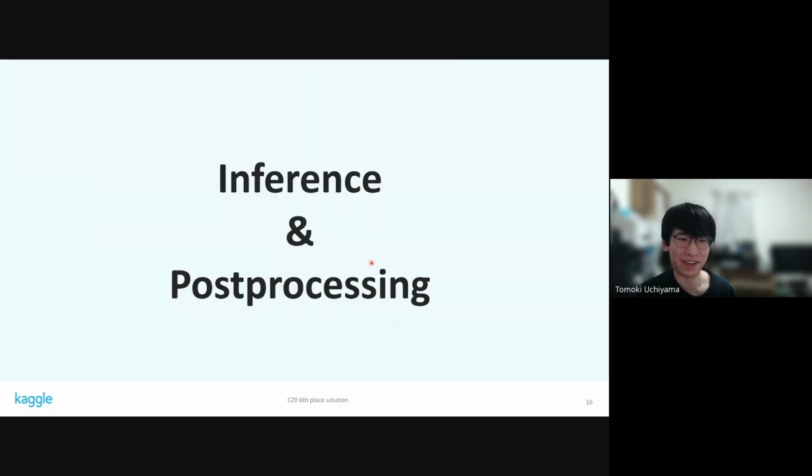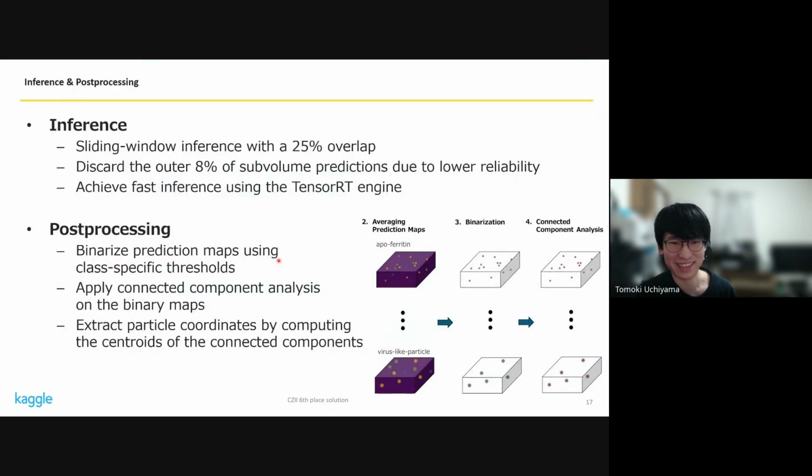Next, inference and post-processing. For inference, I used a sliding window approach with a 25% overlap and discarded the outer 8% of sub-volume predictions due to lower reliability. And I also used the TensorRT engine to make inference faster.